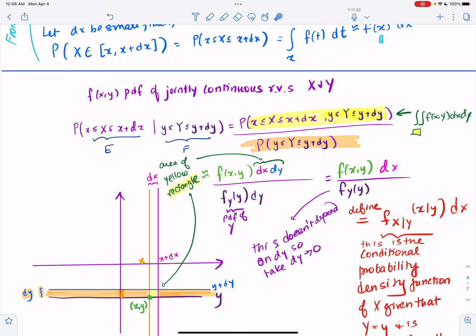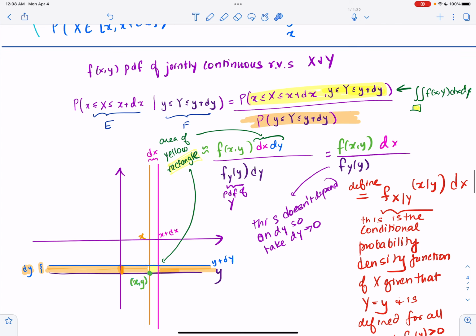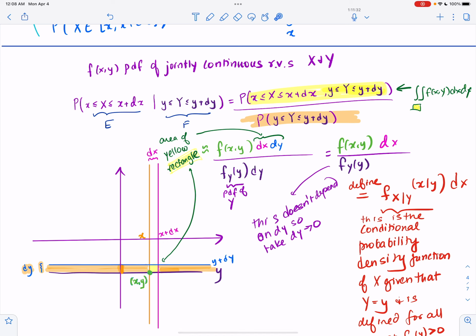Okay, and dy, these are just small lengths of the interval, and that is this length. You can cancel that. And once you cancel that, what do you end up with? f of x, y dx over f sub y of y.